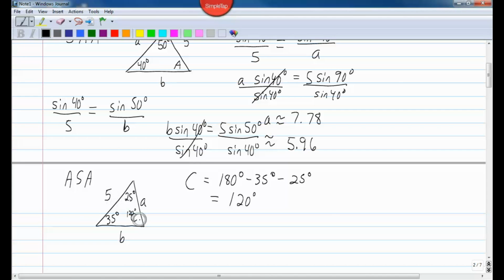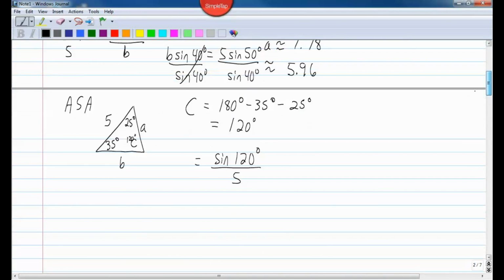Now we know a side and a corresponding angle. So the proportion or fraction that I'm going to use to help me solve for my sides that I don't know is the sine of 120 degrees over 5. I'm going to use that to help me solve for side A and side B. Let's solve for side A first.